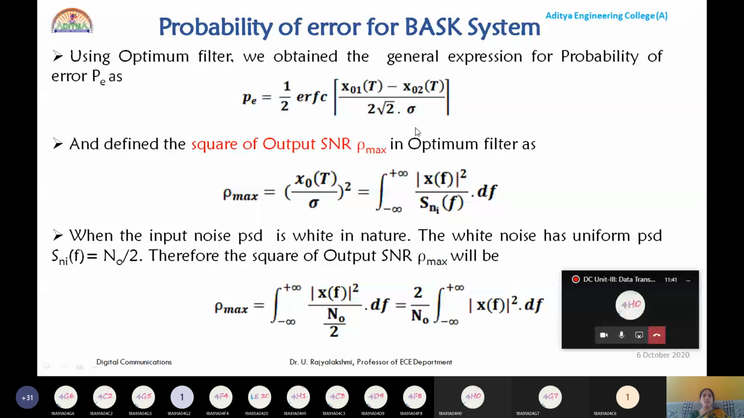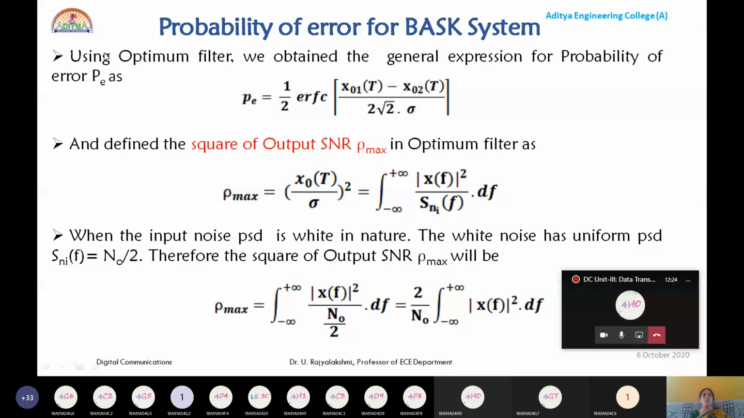Instead of the amplitude of the carrier, please represent Ac as root 2 Ps, because our intention is to calculate the probability of error in terms of output SNR, and output SNR is once again represented in terms of bit energy. So our intention is to represent the probability of error in terms of transmitted bit energy. That's why please represent our input signal levels in terms of power dissipated per symbol, just by replacing the amplitude of the carrier with root 2 Ps. Before that, in the last class we have already seen everything, so follow the same procedure.